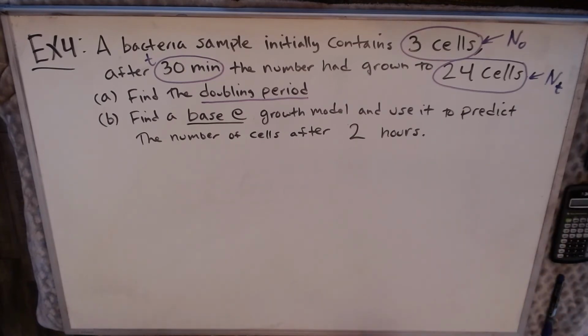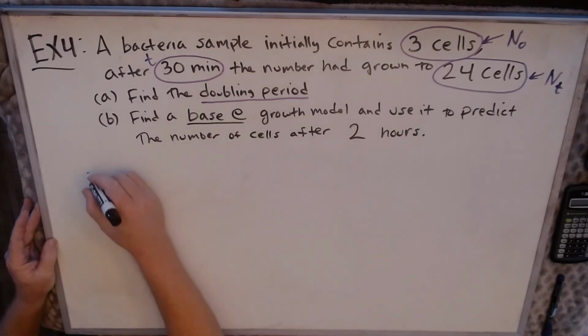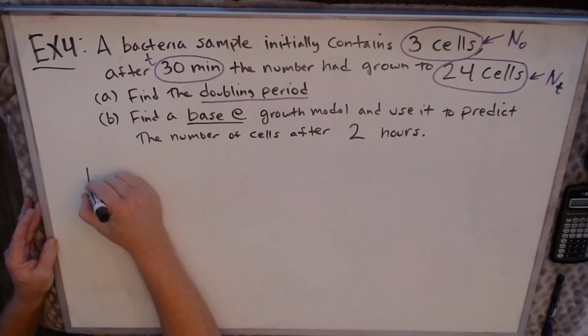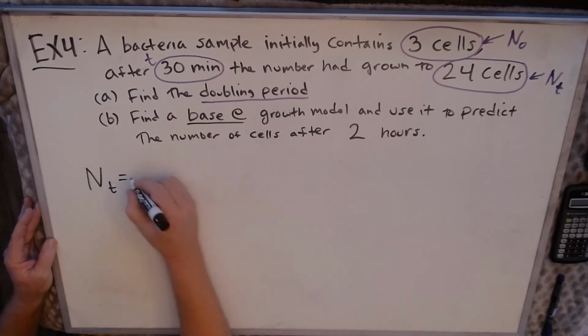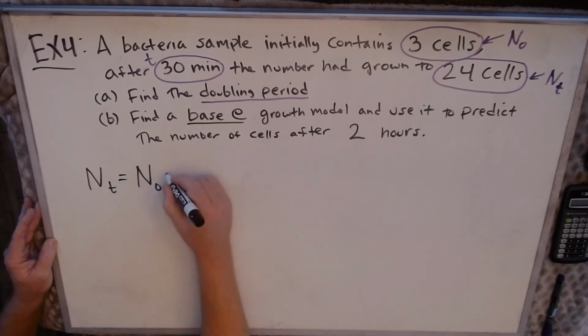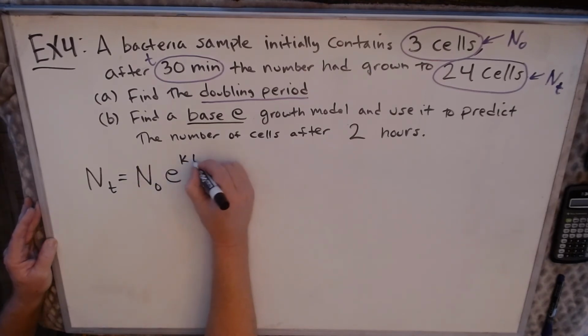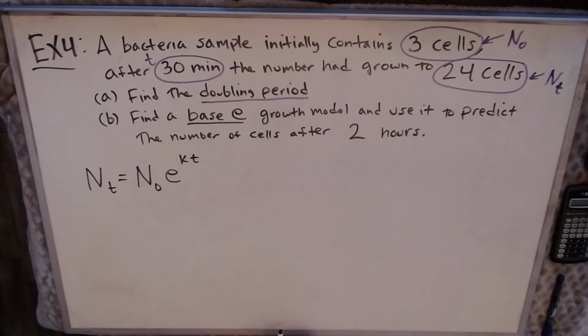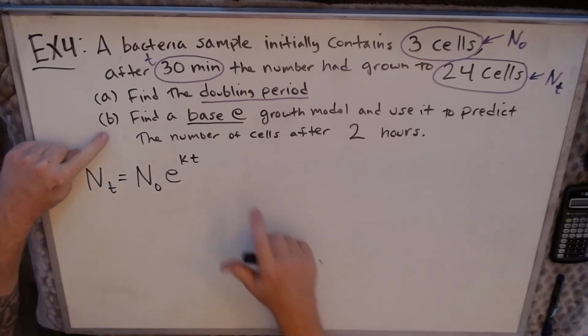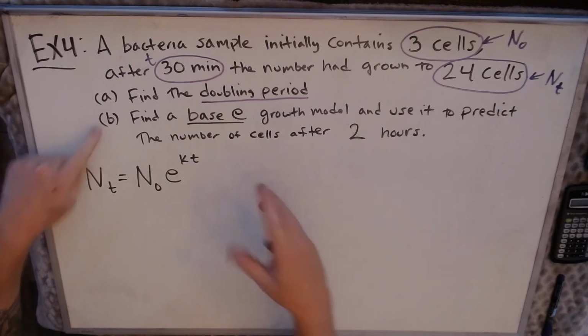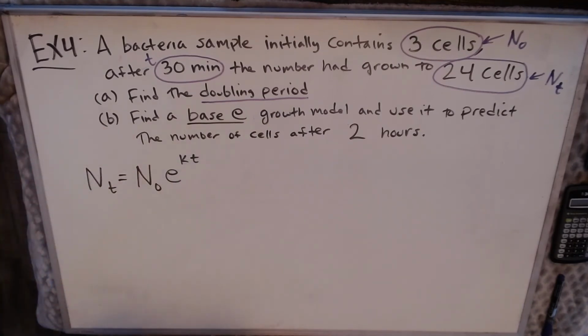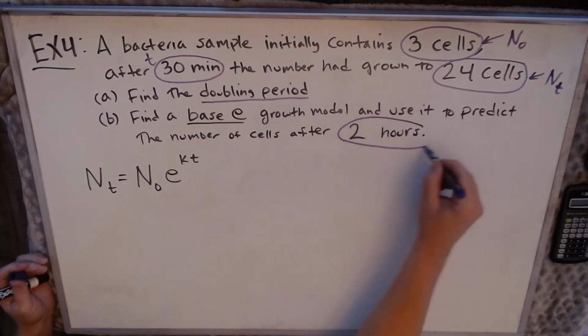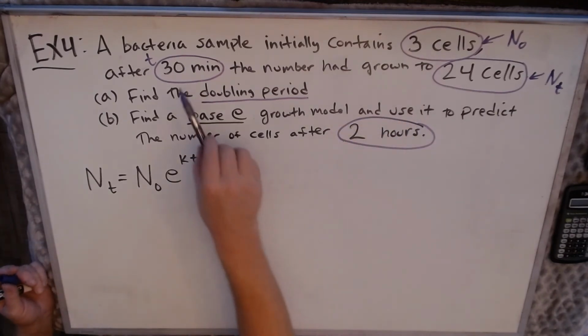Okay, so let's start off by finding the doubling period. We have our model. Our growth model will be n of t is n initial times e to the kt. That's our natural growth model. Part B is also asking us to find a base e growth model, so we're killing 2 birds with 1 stone here. Notice part B is asking us for 2 hours, but our problem is given in minutes.